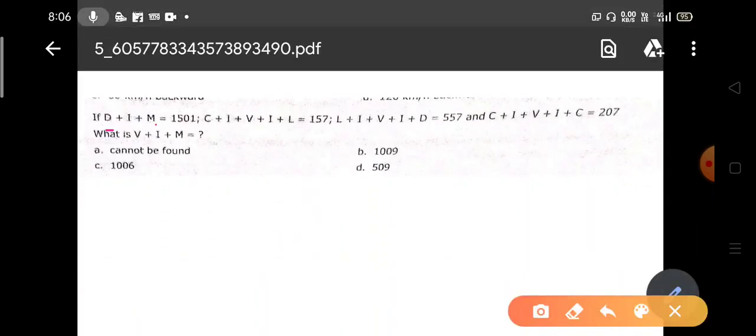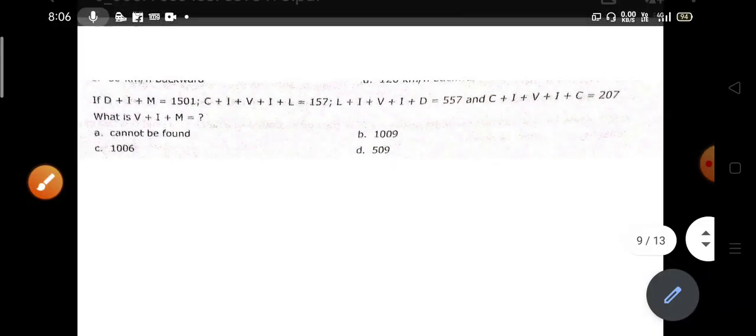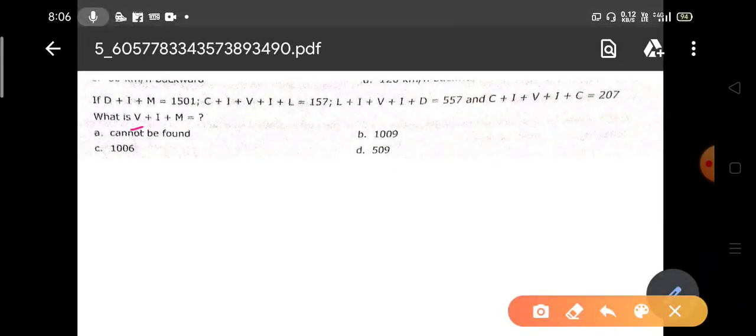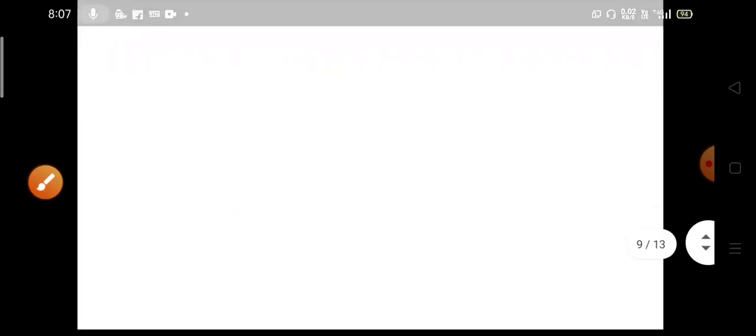Now the next question. If D plus I plus M equals 1501, C plus I plus B plus I plus L is 157, L plus I plus V plus I plus D is 557, C plus I plus V plus I plus C is 207, what is V plus I plus M? You can find out the value of V, I, M. Though we already know that I is 1 for the Roman numerals, if you find out the values of V and M from these equations, you can find the answer.